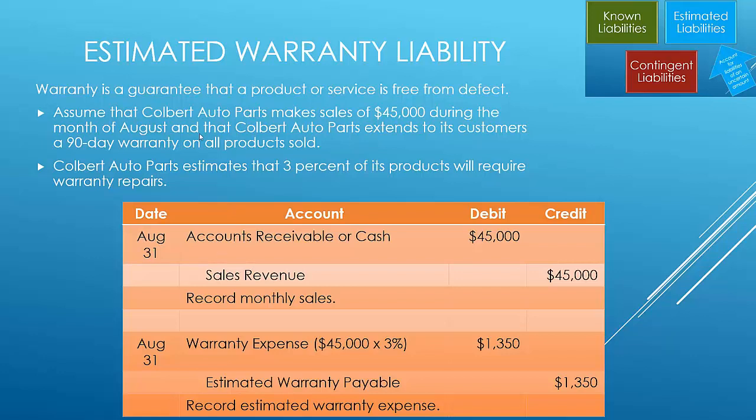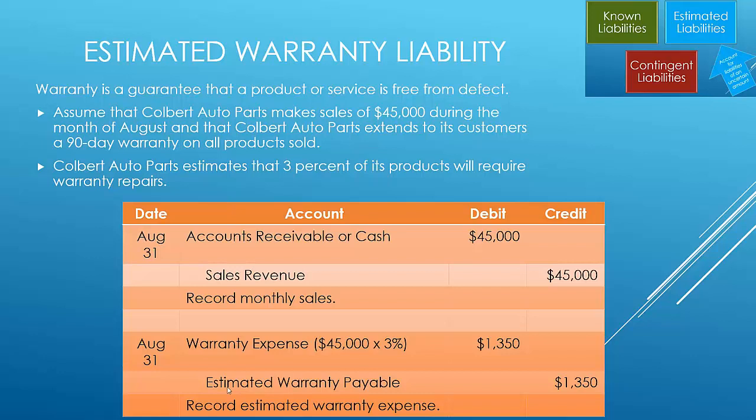Okay, so what happens here? So if they sell $45,000 worth of stuff, they're going to take in either cash or accounts receivable. That part doesn't really matter to us at this point. And they write it all down as sales revenue. But then at the same time, they also make an entry for what they think might be the warranty expense. In this case, they're going to take the 45 grand, multiply that times 3%, meaning that 3% of the auto parts that they sell might come back to them and they might need to repair those. So there's going to be some money involved on the part of this auto parts store to repair the part.